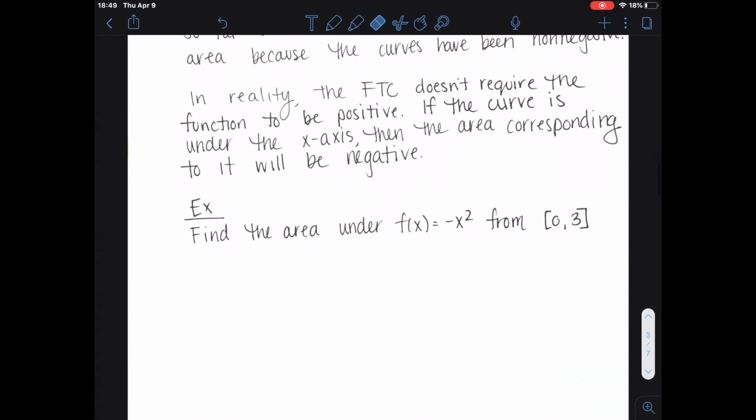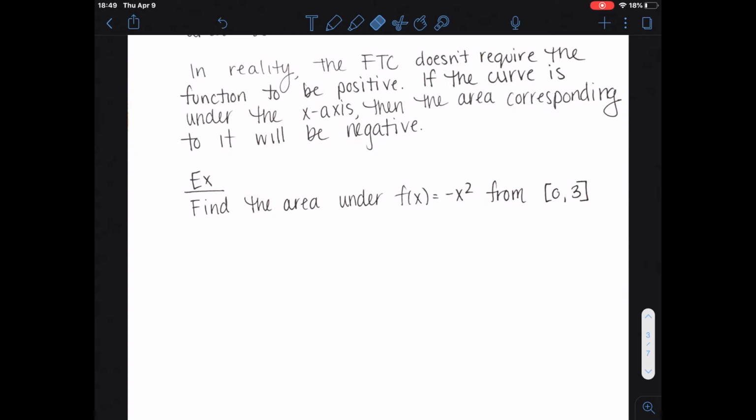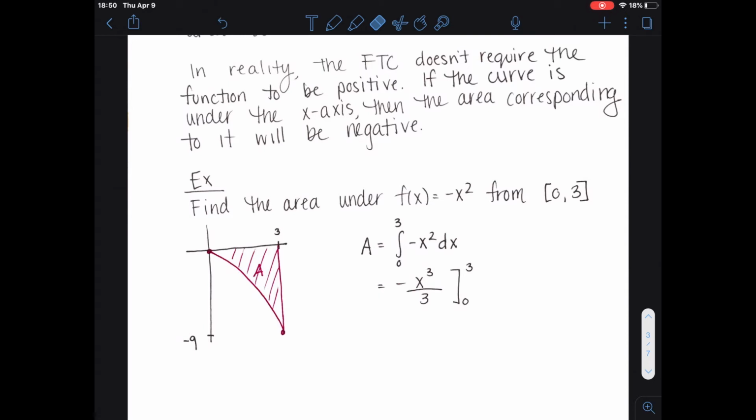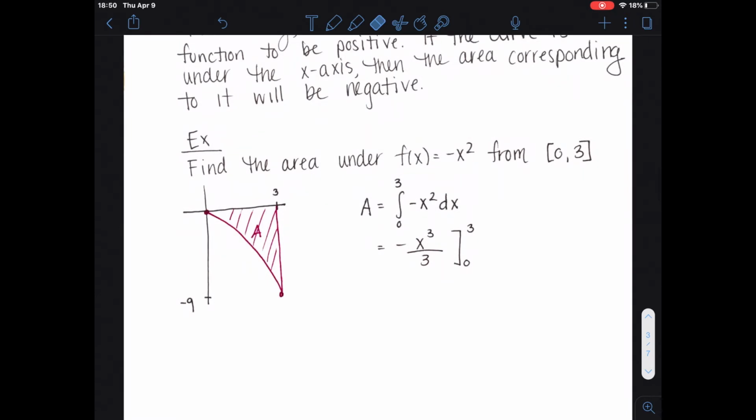So let's look at the function negative x squared from 0 to 3. That's our nice parabola. So it's going to be below the x-axis. So if I want the area of this function, I'm going to integrate from 0 to 3 of negative x squared. So an antiderivative of negative x squared is you increase it by 1, so negative x cubed divided by 3. And then the fundamental theorem tells us to evaluate it from 0 to 3.